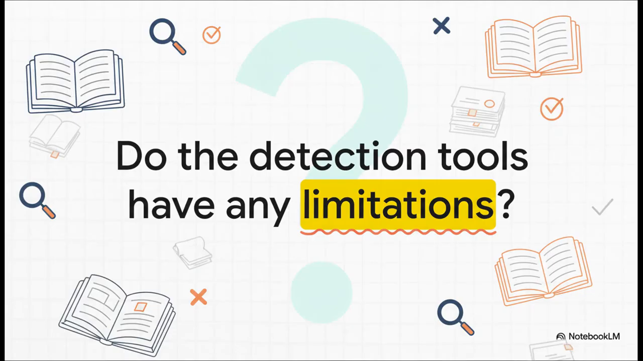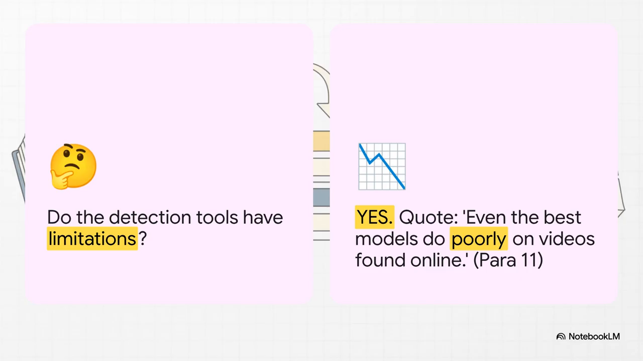This one's a simple yes or no question. Do these detection tools have any flaws or weaknesses? We need to skim for any language that talks about how well these tools actually work or don't work. And the answer is a very clear yes. When we skim paragraph 11, we find a great signal word, "unfortunately." As soon as you see a word like that, you know there's a problem coming. And this quote confirms the exact limitation.